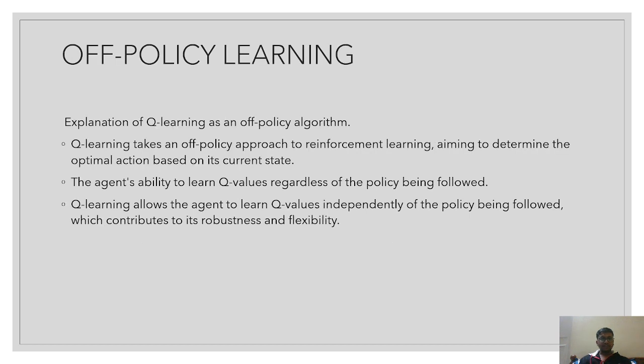Off policy learning. Explanation of Q learning as an off policy algorithm. Q learning takes an off policy approach to reinforcement learning, aiming to determine the optimal action based on its current state. The agent's ability to learn Q values regardless of the policy being followed. Q learning allows the agent to learn Q values independently of the policy being followed, which contributes to its robustness and flexibility.